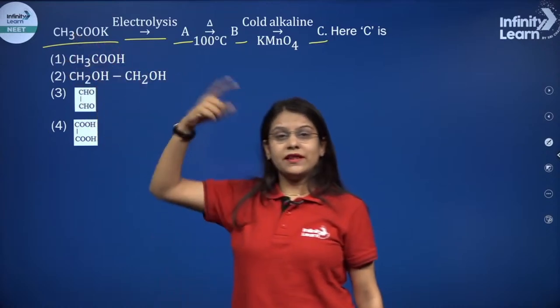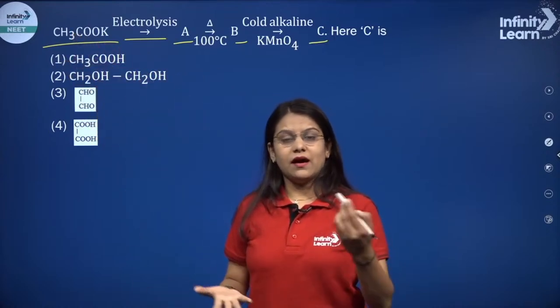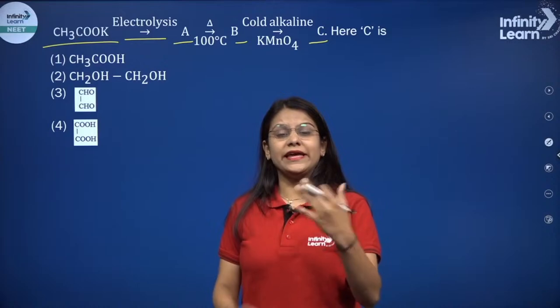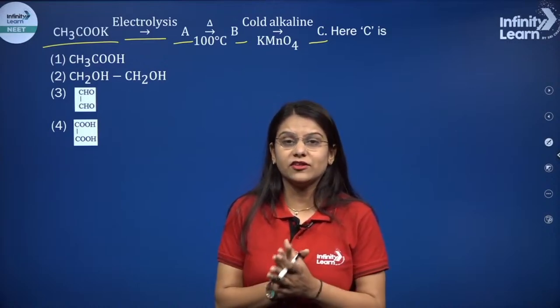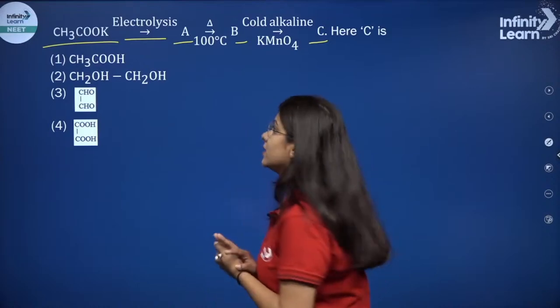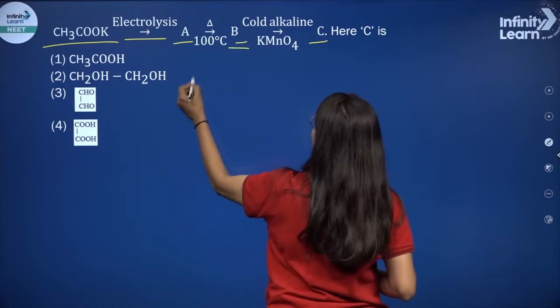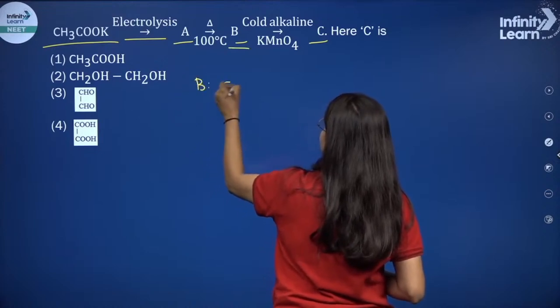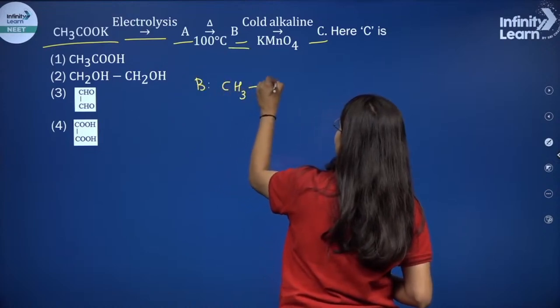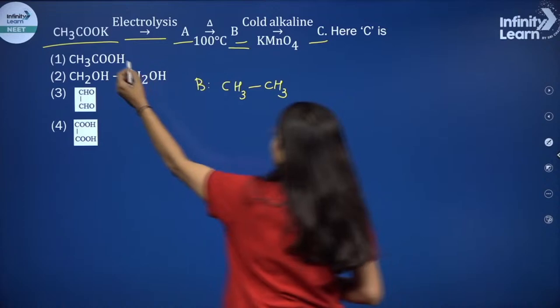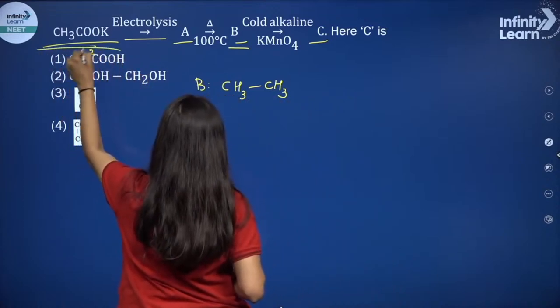Electrolysis will give me what? Again an alkane; after heating I will be getting the product which will be decarboxylated. So what will be B for me? B will be CH3. Why? Because in the reaction we have two carbons.